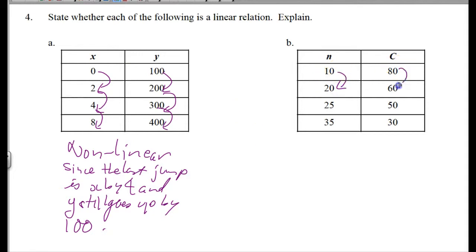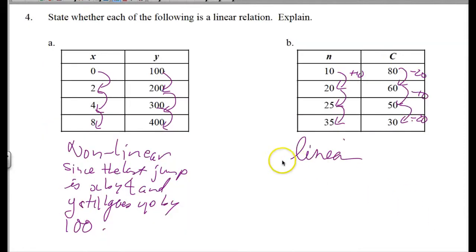Up by 10, down by 20, plus 10, minus 20. Up by 5, down by 10. So I think every 5 we go would be 10. So this is linear. A change of 10 results in a change of down by 20, and a change of 5 results in half that change. Linear.